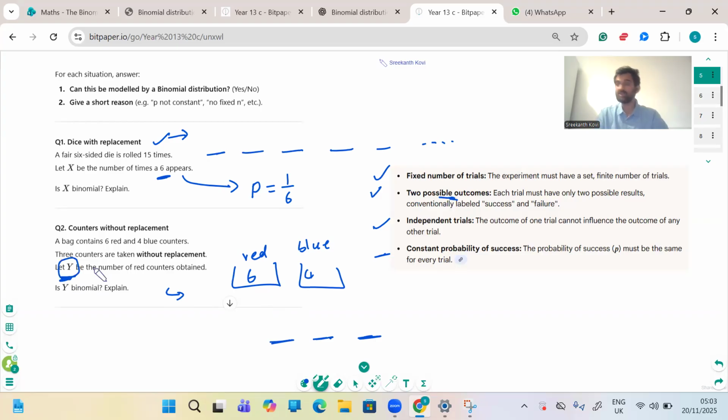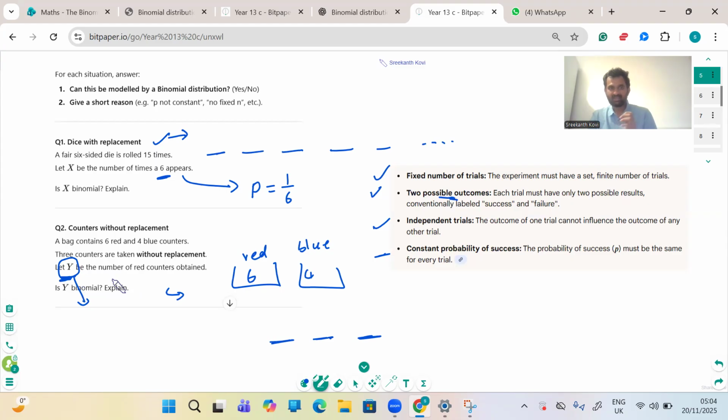Remember, this variable is going to be everything in your binomial distribution. If you understand that, you can solve almost all the questions. At least you can understand all the questions. Even if you can't solve, you can understand the questions and then you can get some points out of the question. However, if you understand this, you can solve all the questions. Y is the number of counters obtained. That tells you what you are looking for, what probability you are looking for, what success you are looking for.